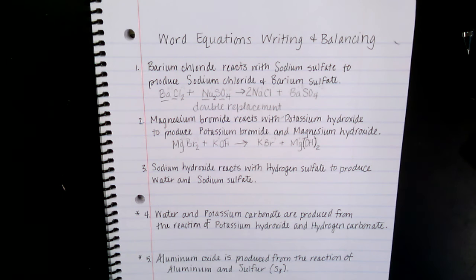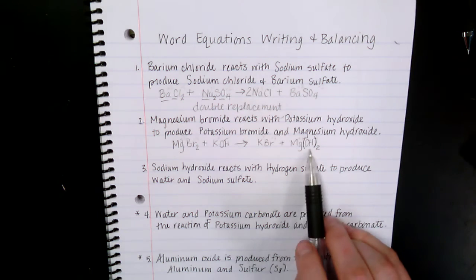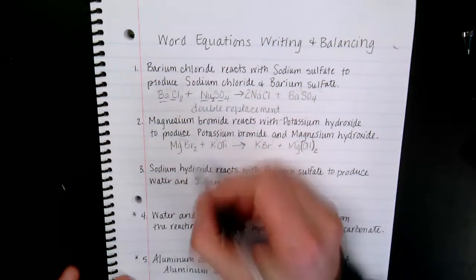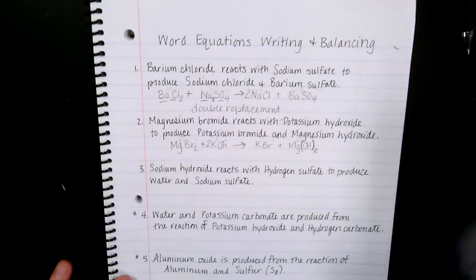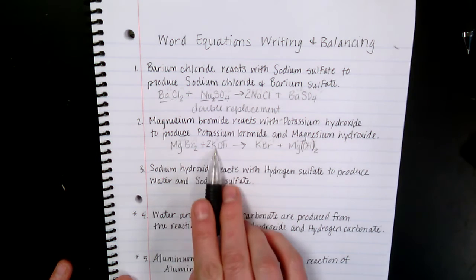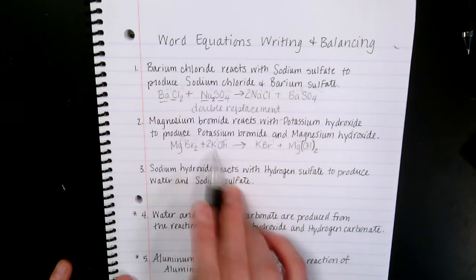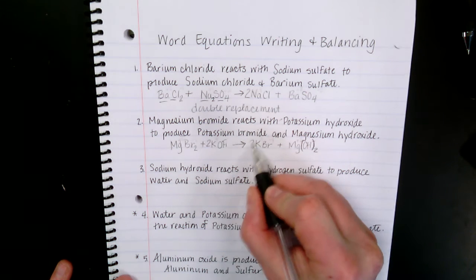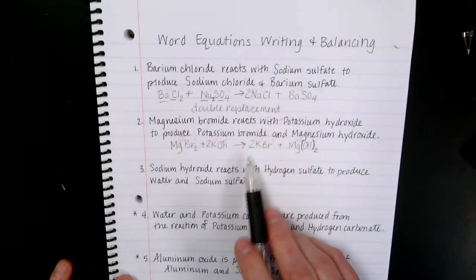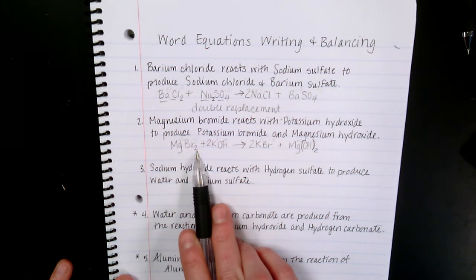Now we're going to go back and balance it. So we have 2 hydroxides here and we have 1 over here. So we're going to put a 2 in front of that. That changed potassium to 2. So we're going to put a 2 in front of this. That changed bromine to 2, and bromine's already 2 over here.